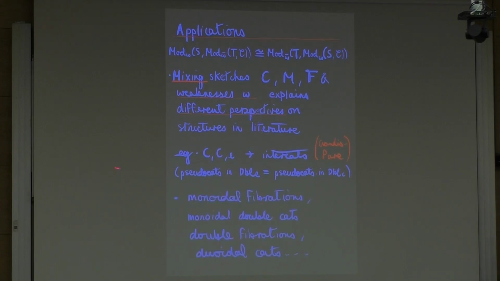Or you can get monoidal fibrations as pseudomonoids and fibrations, or fibrations and pseudomonoids, but keeping track that some maps are always strict. That's the point. Or monoidal double categories, or double fibrations, or duoidal categories, all these sorts of things are like that.